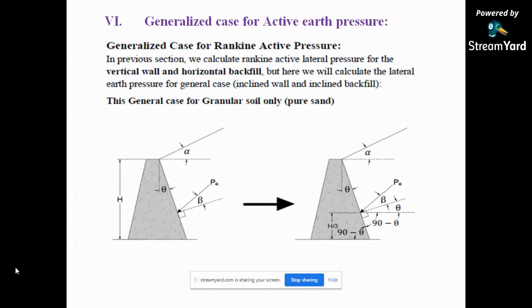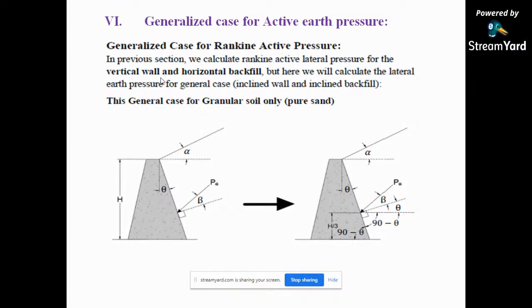Now, here on your screen, the case is about the generalized case for Rankine active pressure. What do we mean by the generalized case? Some of the cases are very crucial, and at that time calculating the active earth pressure, the force PA, is very difficult. So some theories are made for the determination of PA. This case is known as the generalized case for Rankine active earth pressure, and as discussed earlier, Rankine has given the theory only for non-cohesive soil. So let us see what it is.